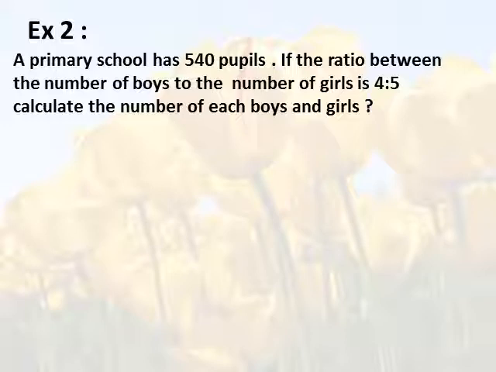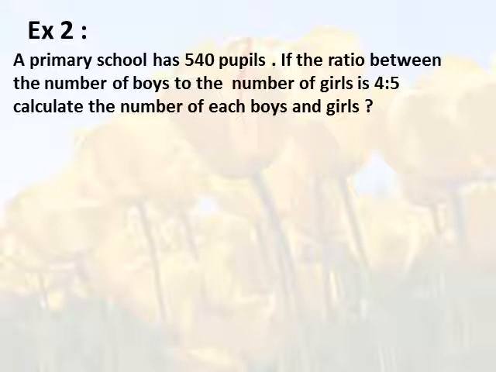Again, the ratio between the number of boys to the number of girls is 4 to 5. Calculate the number of boys and girls. Now, I know the total number of all pupils, boys and girls, equals 540, and I know the ratio between boys and girls equals 4 to 5.